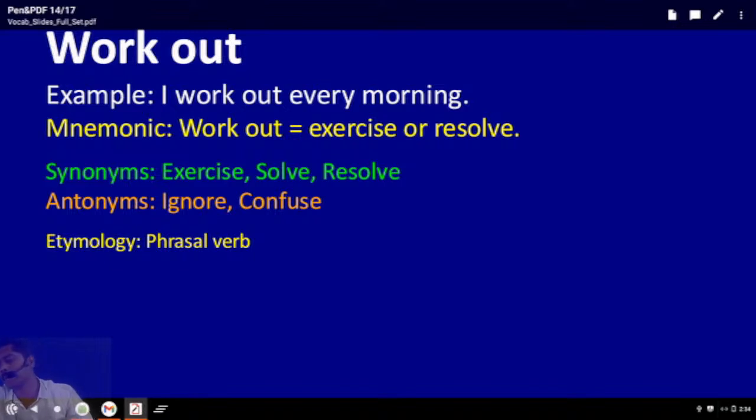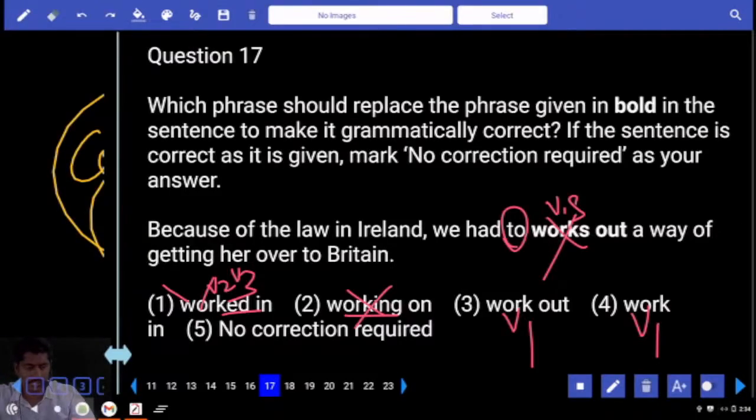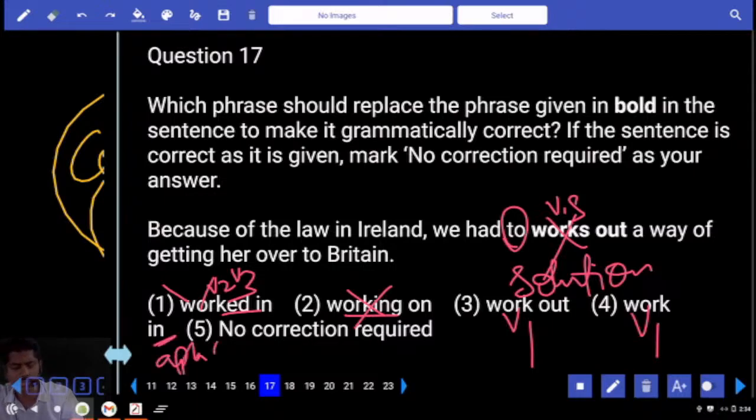Workout has another meaning, implement. Please work out on that program, work out on that idea. Implement is called workouts. So work out a way means solve, find out a solution. Or work in. Work in is nothing but work in a place. So 3 or 4.